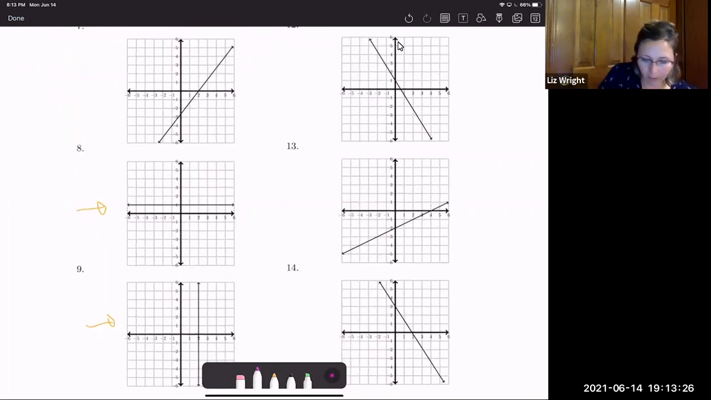All right. This one, it looks like I'm seeing a good lattice point here. Where's another one? Maybe at 2, 0.